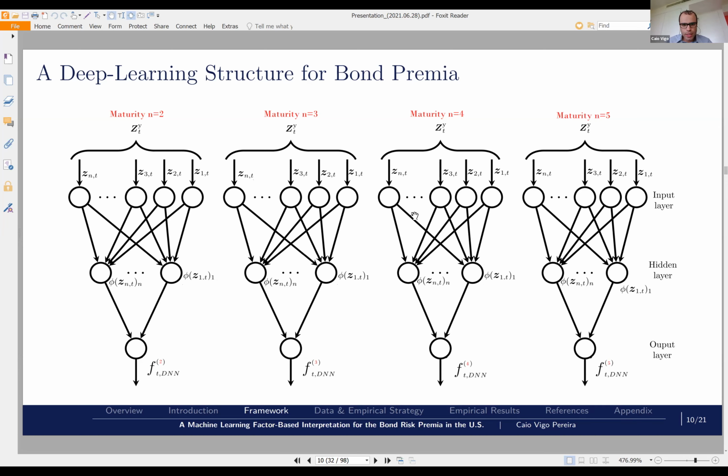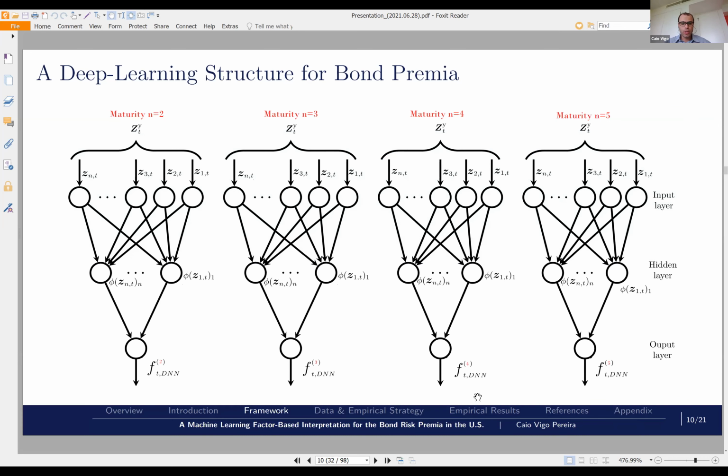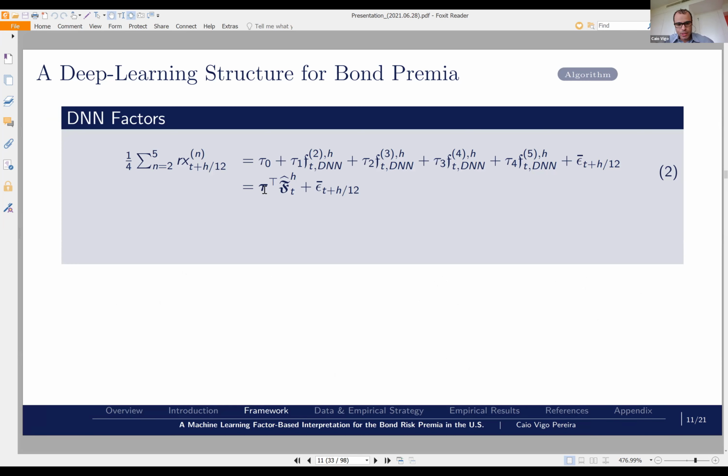And the second stage is quite similar to the existing literature. It's doing a linear combination using the Fs from the deeper networks. They are separate groups of deeper networks. And this is just a pure simple regression, because I'm just trying to regress the average of Rx on my linear factors, my hidden factors from the previous stage. When I do this tau transpose F, where tau are the parameters and the Fs are from the previous stage, this is the spanning factor that I derived.